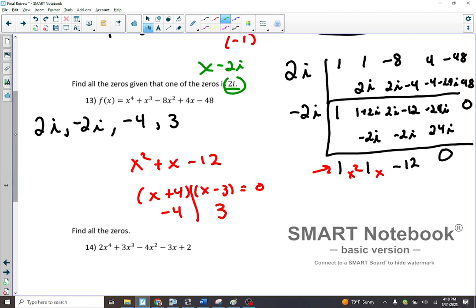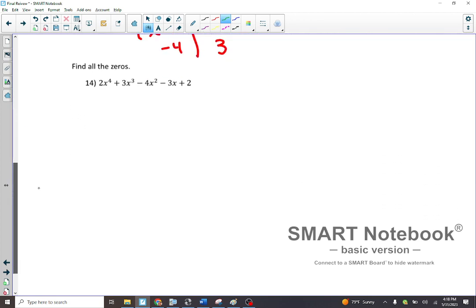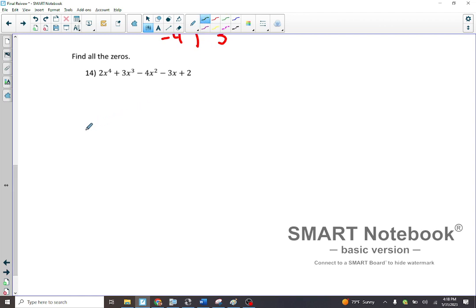Okay. All right. Next one, find all the zeros. So this was the tougher one, where you have to figure out what your possible zeros are. This means you had to do Q over P, where Q is all the factors and P is all the factors of the last number and the first number.